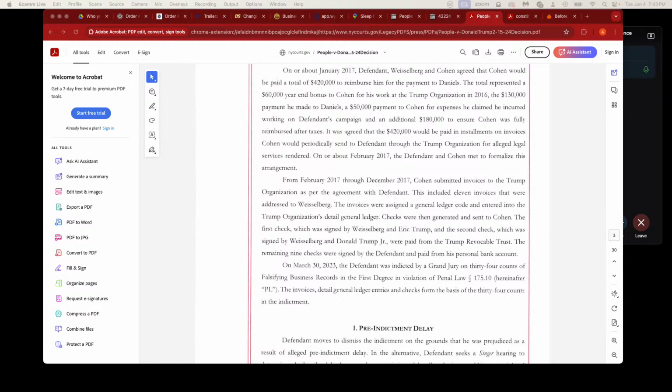Wow. Paid from the Trump Revocable Trust.